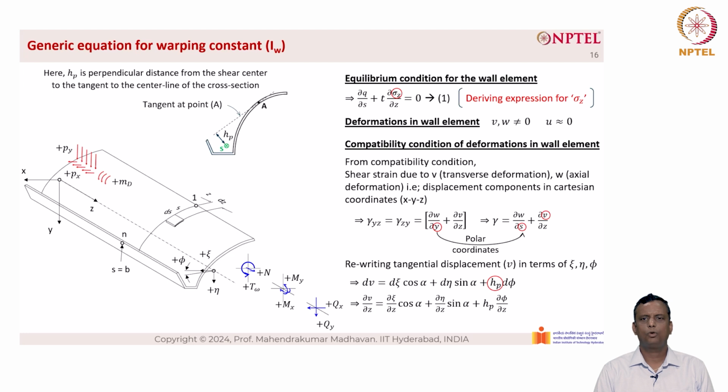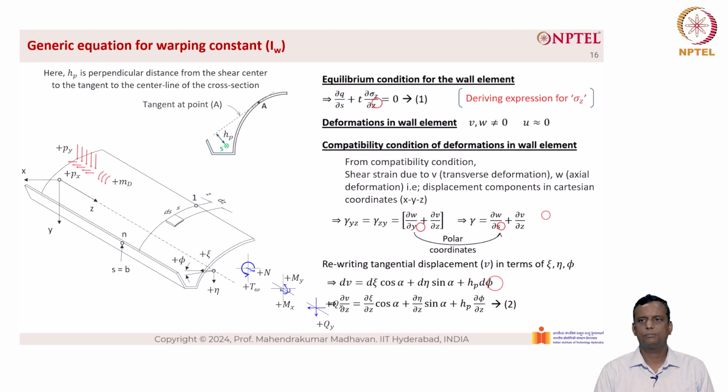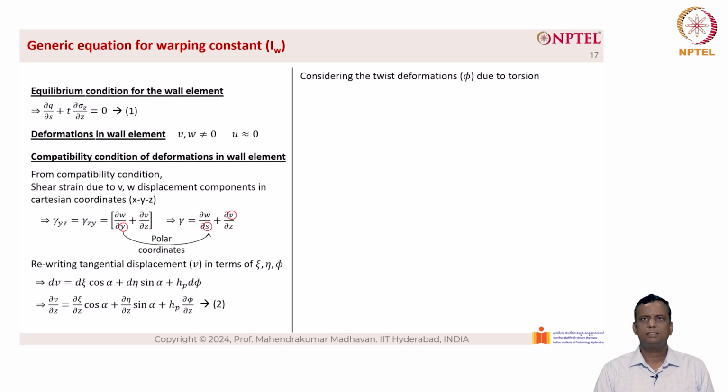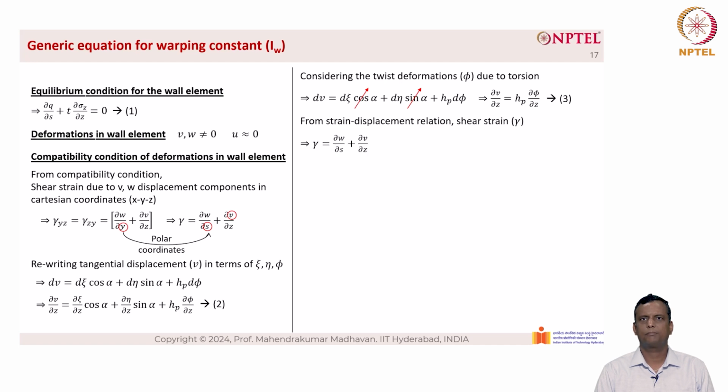So now we have dou v by dou z equal to dou zeta by dou z into cos alpha plus dou eta by dou z into sin alpha plus h sub p into dou phi by dou z, which becomes equation 2. Now considering the twist deformation phi due to torsion, we can say that the first two terms will be 0. So hence, since we are looking at only the twist deformations, dou v by dou z equal to hp into dou phi by dou z, which is equation 3.